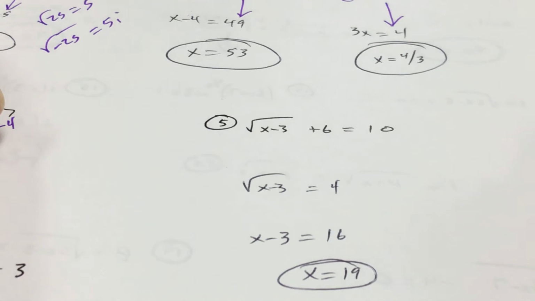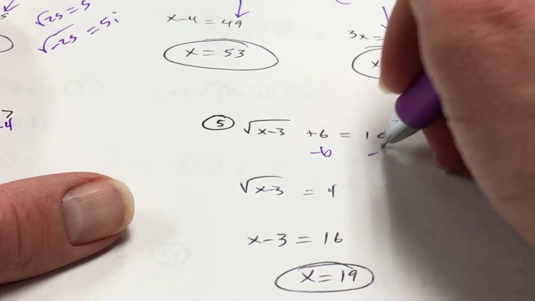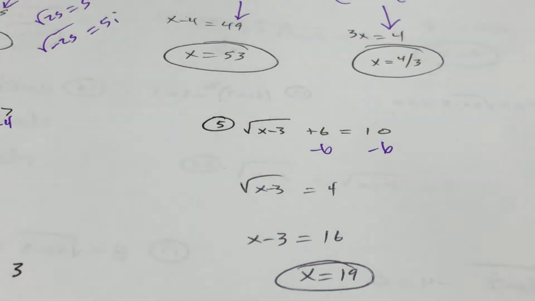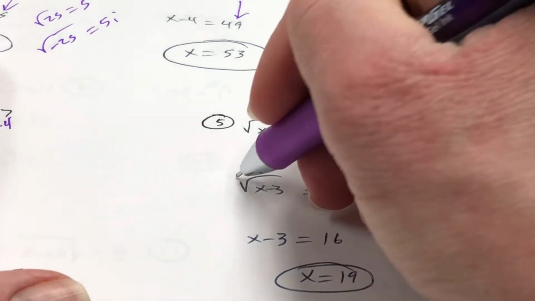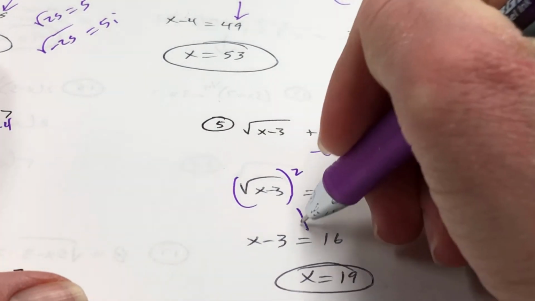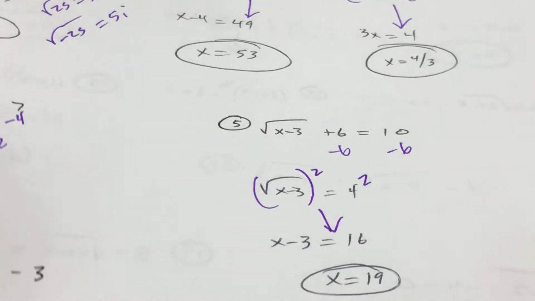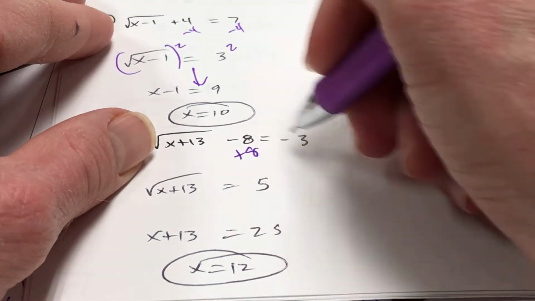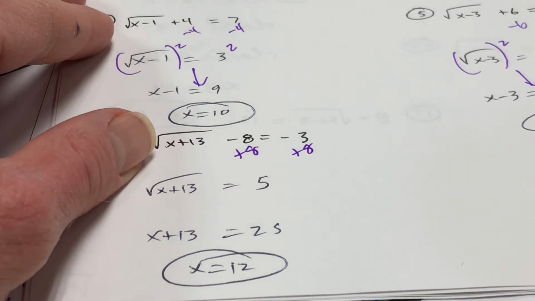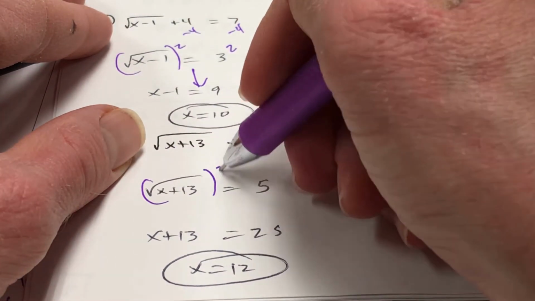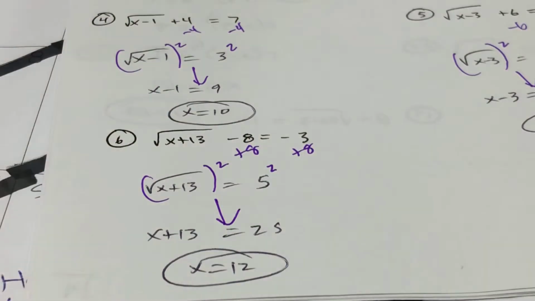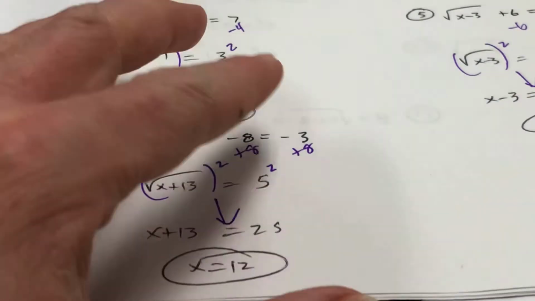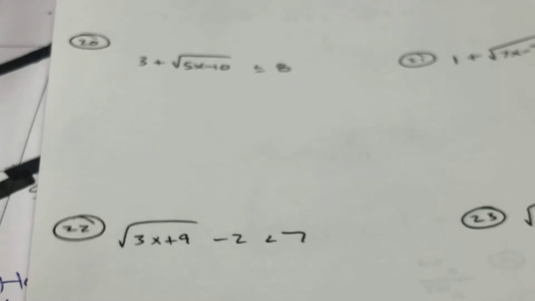I'm going to subtract 6 from both sides. The square root of x minus 3 is equal to 4. Square both sides. X minus 3 is 16. I'm going to add 8 to both sides. The square root of x plus 13 is 5. Then we'll square both sides. All right. Not too bad.